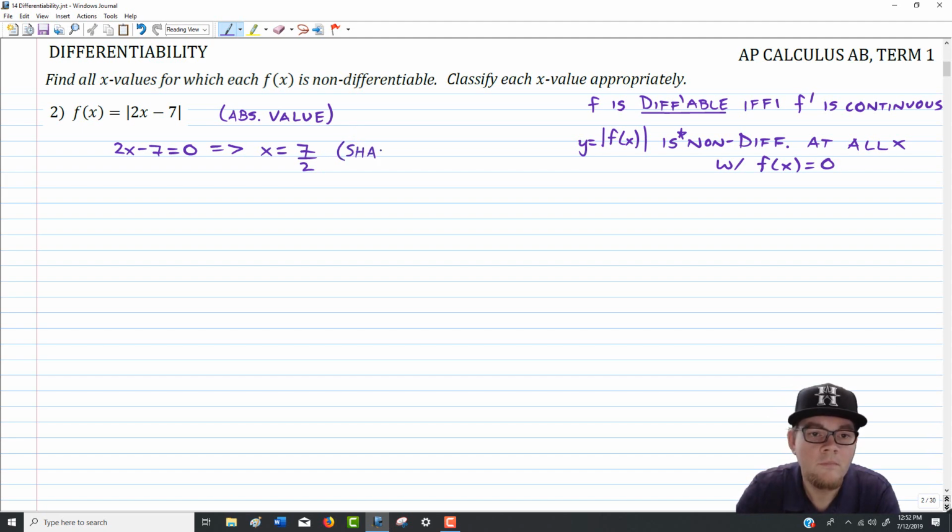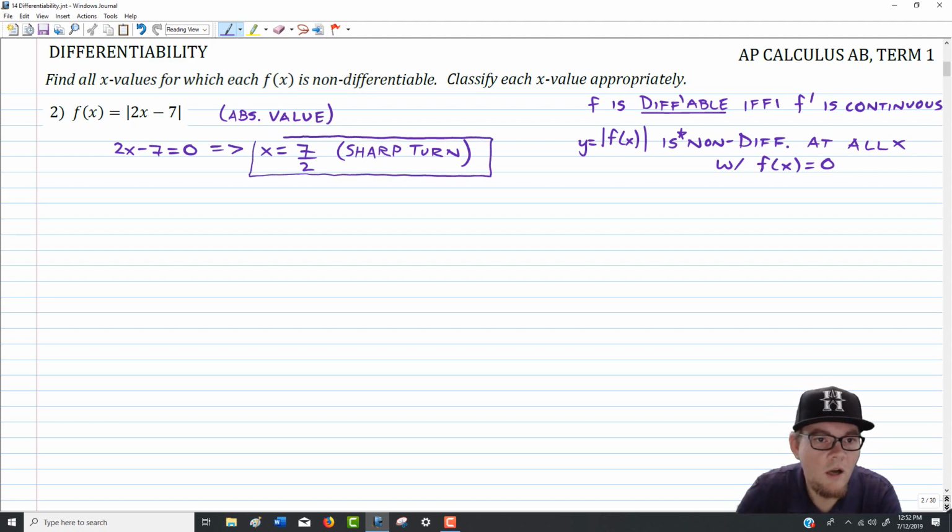sharp turn. Now, there are lots of other names that are used for this. You sometimes will hear cusp. You'll hear lots of different things, corners. I think one year people called it a pointy point. Lots of different ways to go here, but absolute value functions typically have sharp turns.